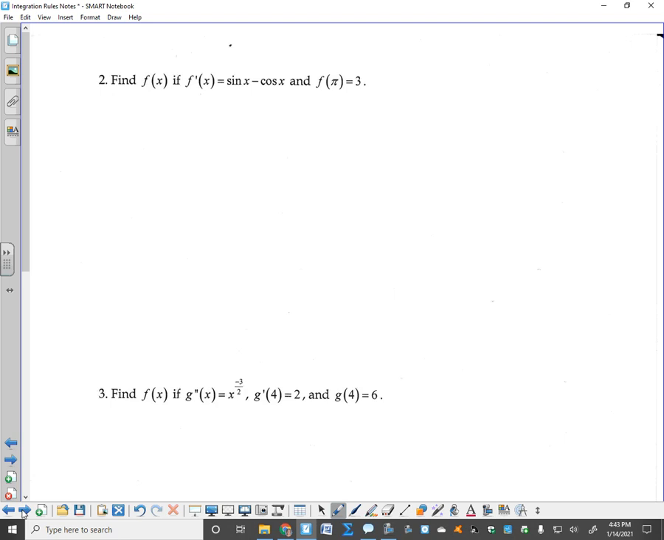Find f of x when f prime, derivative, equals sine minus cosine and f of pi equals 3. Okay, there's the derivative. I want the original function. So I'm going to integrate the derivative, good notation.